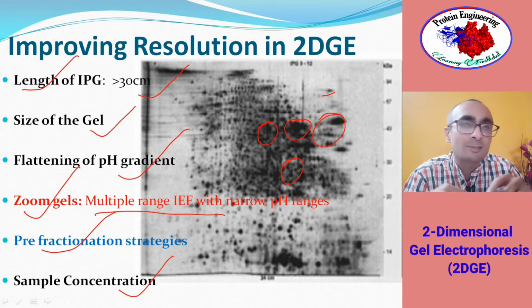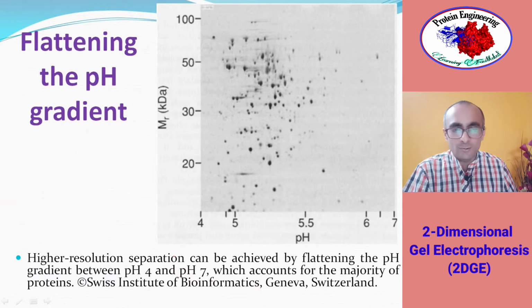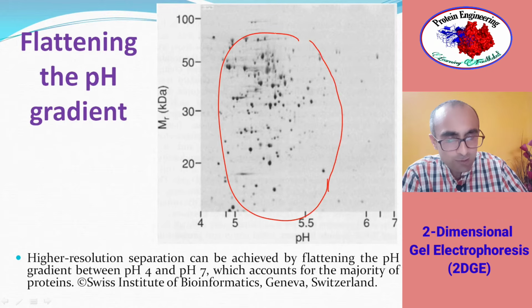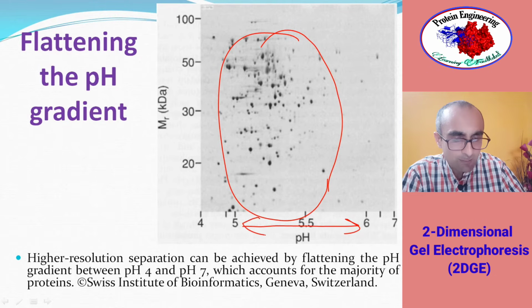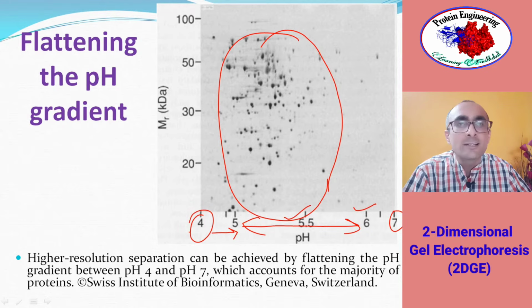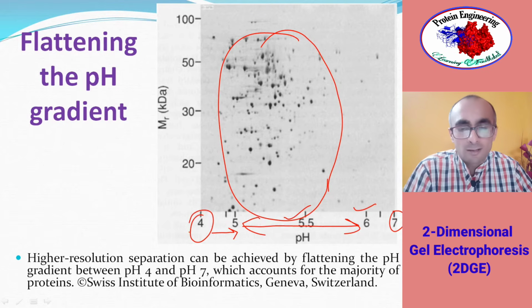So you can reduce the sample concentration in order to enhance resolution. So, flattening of the pH gradient. For example, we see here most of the proteins lie between 5 to 6 pH range. So the 5 to 6 pH range can be flattened here. If you see in the IPG strip, this is from 4 to 7, and most of the proteins are 5 to 6. So you can run from 4 to 5, and 5 to 5.5, and 5.5 to 6. So you can flatten the range where most of the proteins lie, and they are creating crowding to compromise resolution.